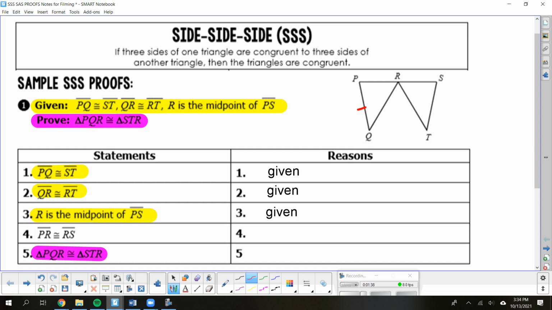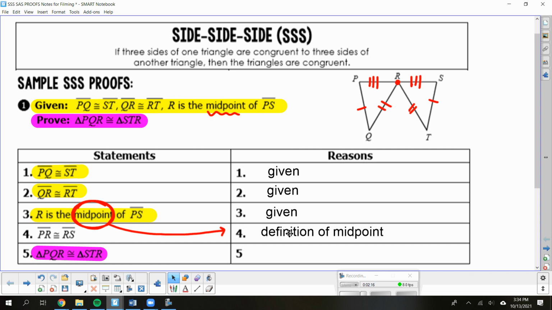So PQ is congruent to ST, QR is congruent to RT, and then they tell me that I have a midpoint on PS. So my R is in the middle. Well, if we remember, midpoint means it cuts it in half. So I know that my PR and RS are going to be congruent. And if you look, that is my statement happening at statement 4. Right above, you see the word midpoint. I told you in the reference sheet that midpoint is a signal word. It's going to signal to use definition of midpoint.